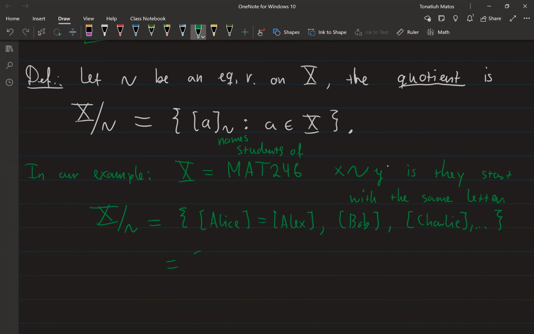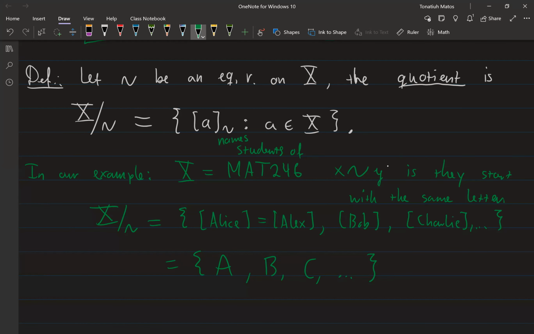In other words, I've reduced the set of names of students to just letters A, B, C, and so on, right? I've compactified you in a way so that I can address you more easily, more comfortably, or for reasons that will be made clear next week. Next week, I will give you the first concrete example with proofs of a quotient.